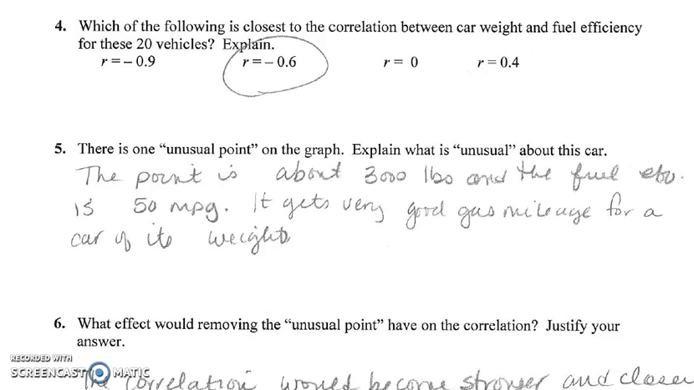The unusual point is about 3,000 pounds. The car weight is about 3,000 pounds, and the fuel efficiency is about 50 miles per gallon. And the reason it's unusual is it gets very good gas mileage for such a weight. So most cars its weight have a much lower gas mileage.